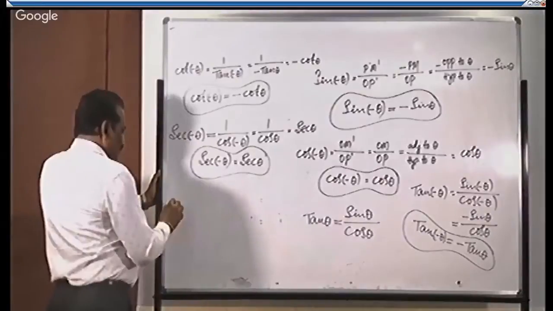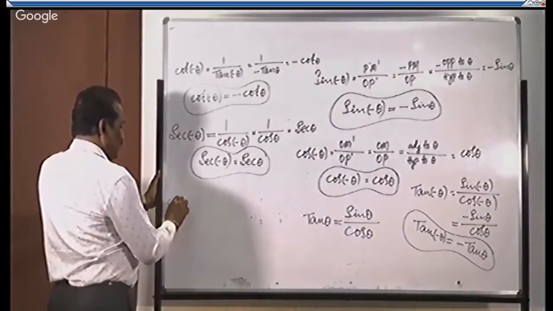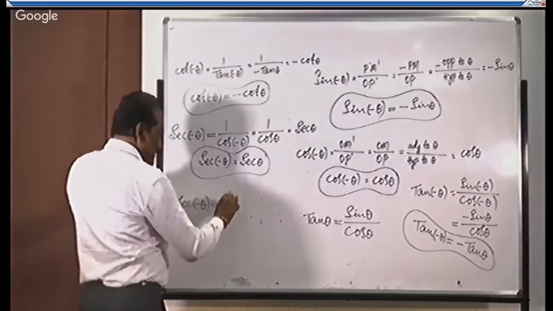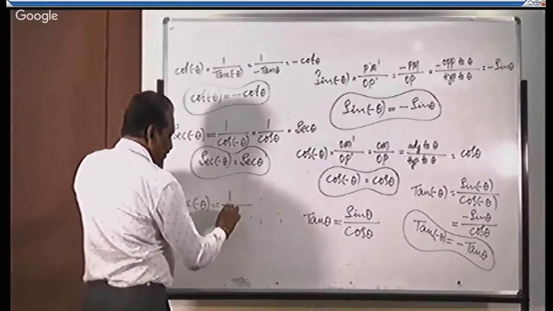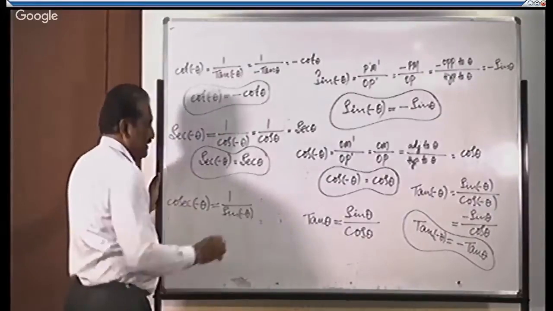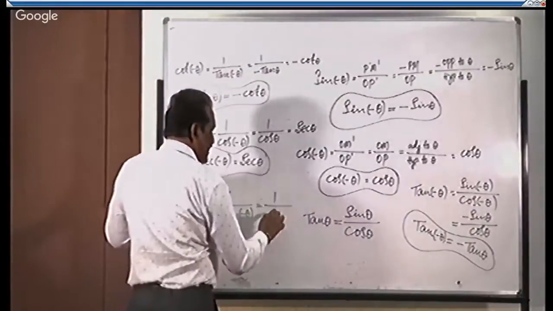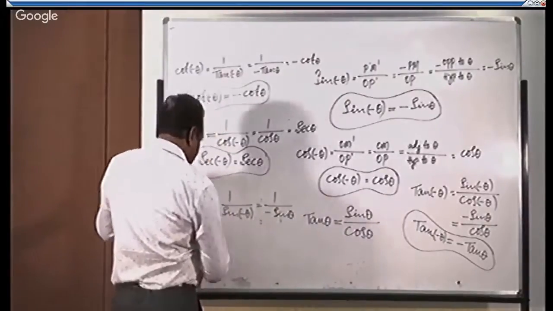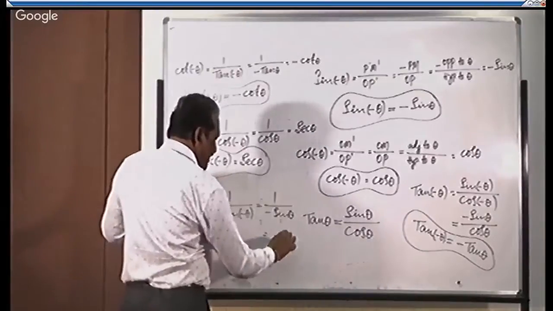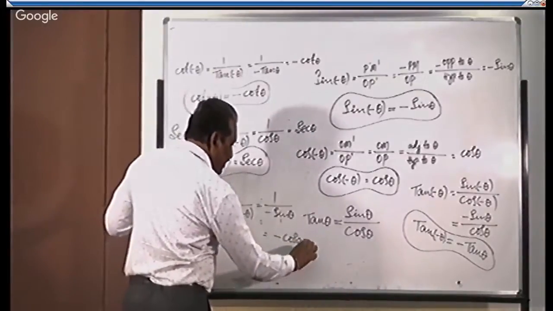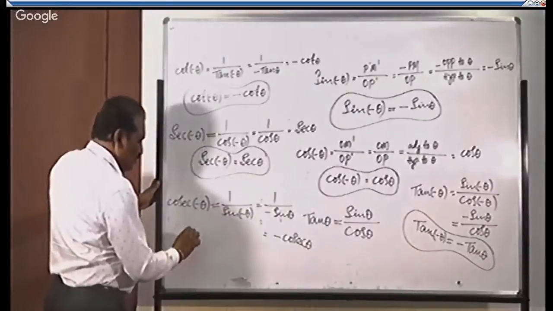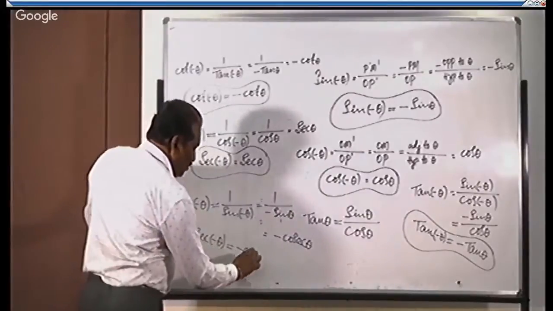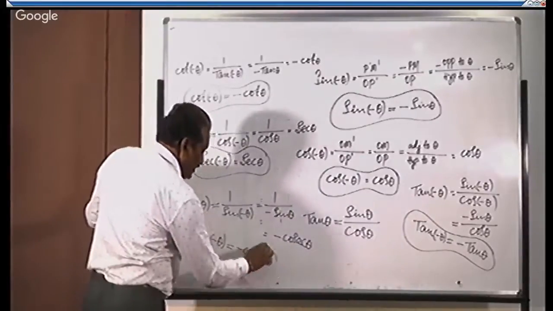So, the last one is cosecant of minus theta. As we all know, cosecant is the reciprocal of sine. Therefore, it is 1 by sine of minus theta. We proved that sine of minus theta is minus sin theta. So therefore minus 1 by sin theta is minus cosecant theta. Thus we came to know cosecant of minus theta is always equal to minus cosecant theta.